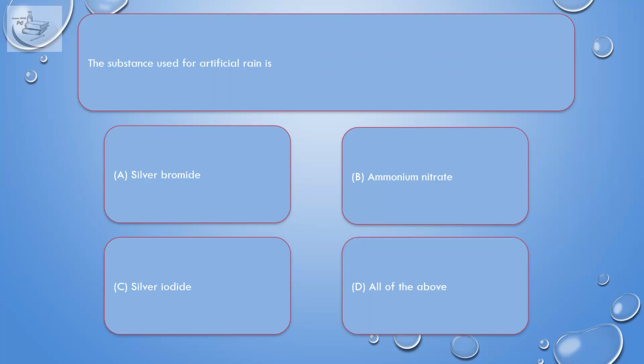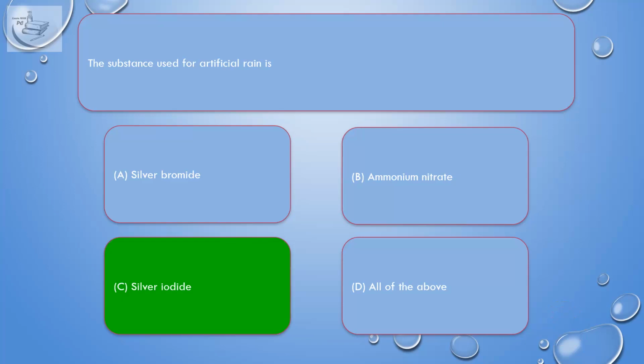Question: the substance used for artificial rain is A. Silver bromide. B. Ammonium nitrate. C. Silver iodide. D. All of the above. Correct answer is C. Silver iodide.